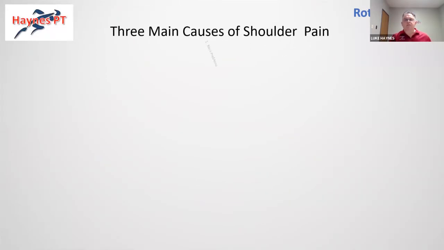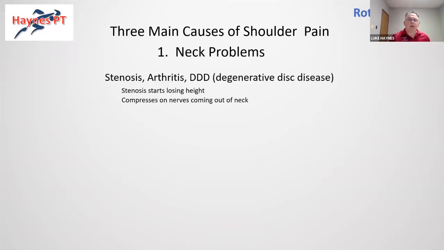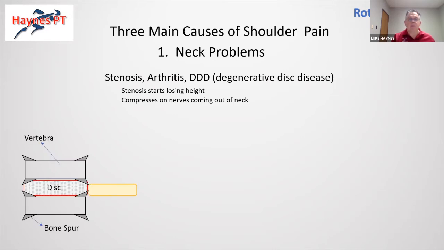So now, 3 main causes of shoulder pain. Number 1 are neck problems. Here we're talking about stenosis or arthritis or the degenerative disc disease that a lot of us tend to have. With stenosis, we start losing some disc height. It compresses on the nerves coming out of the neck out to the side. We'll take a little look at the picture here.